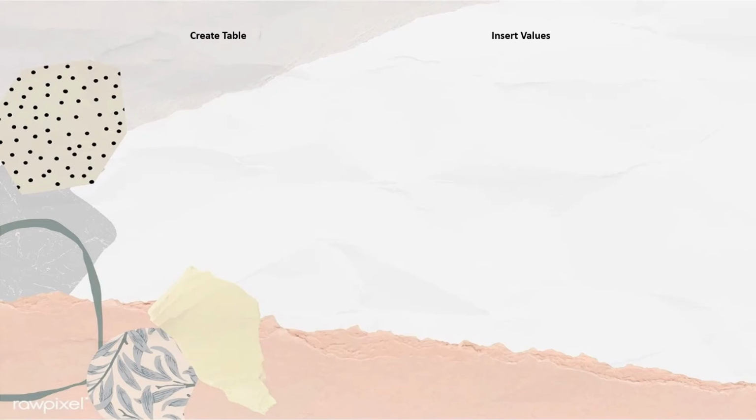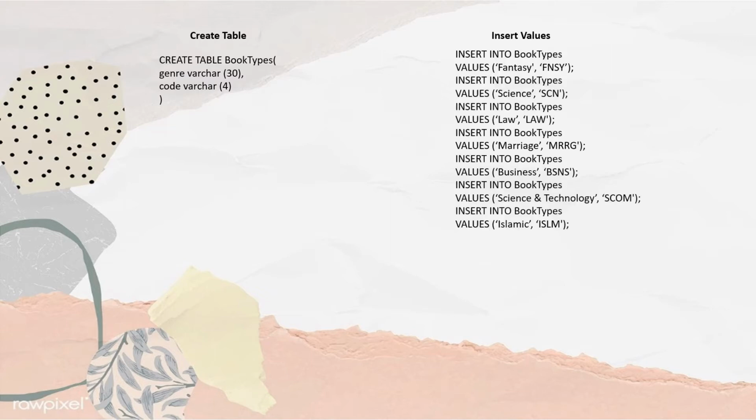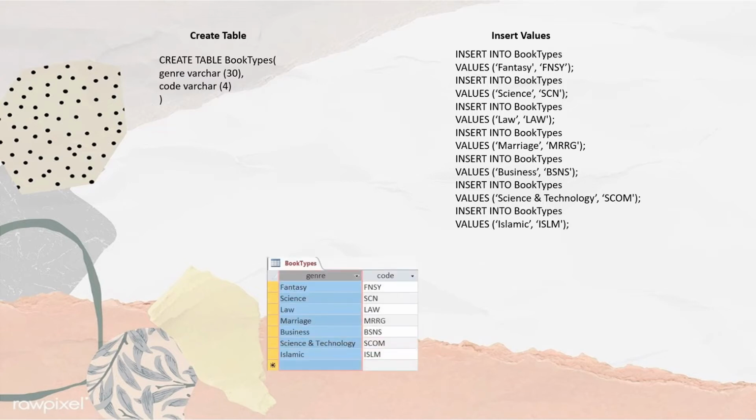The next table is book types, which has two attributes, name and code. The SQL statement for inserting values into book types is: insert into book types values fantasy, and the code is FNSY. And this is the outcome.